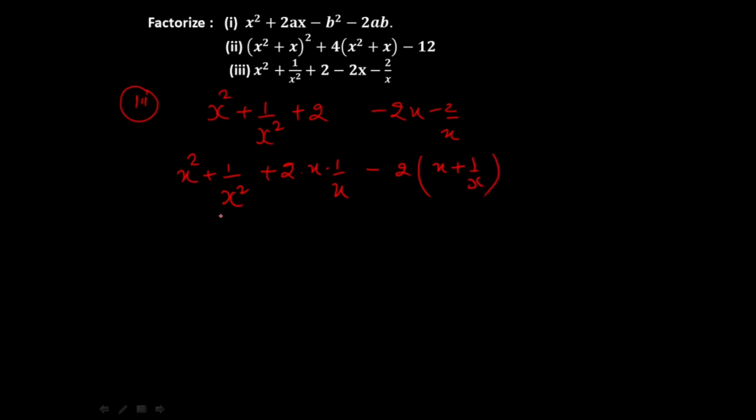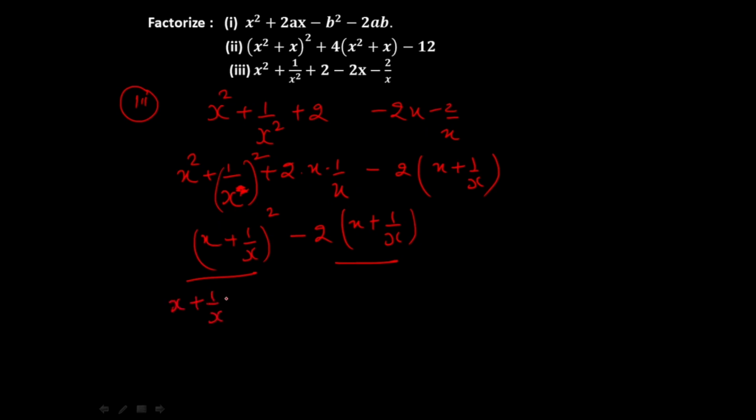This is an identity. Which identity am I using here? a squared plus b squared plus 2ab is (a plus b) whole squared. Don't bother to write the whole square here; I'm skipping one step. This 1 over x whole squared is nothing but this value. So we get (x plus 1 over x) whole squared minus 2 times (x plus 1 over x). What is common in this and this term? x plus 1 over x is common. What is left here? x plus 1 upon x is left. What is left here? Minus 2. That's it, my answer.